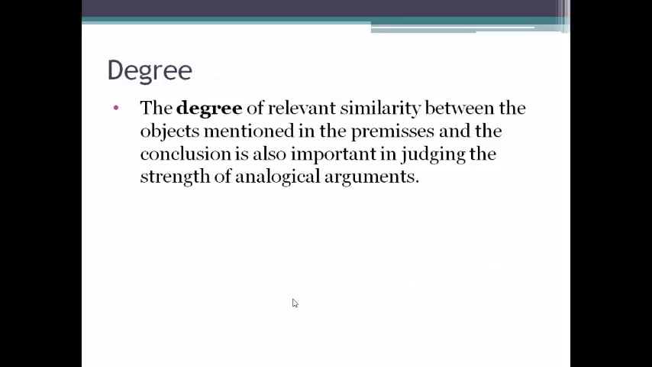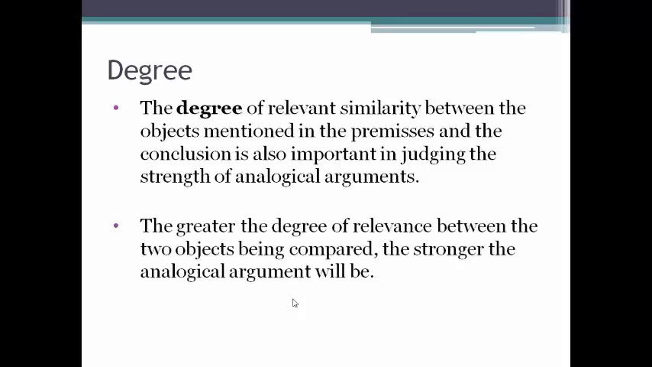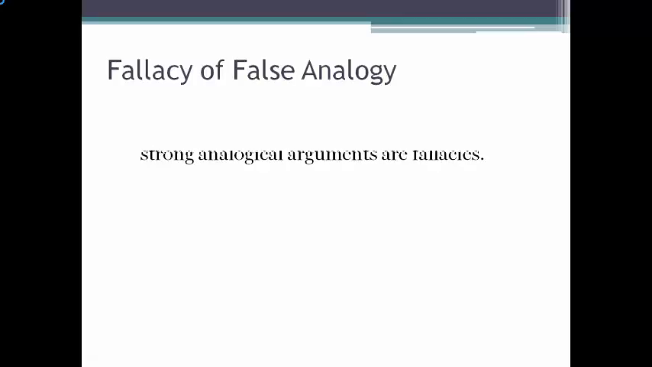The degree of relevant similarity between the objects mentioned in the premises and the conclusion is also important in judging the strength of analogical arguments. Obviously, the greater the degree of relevance between the two objects being compared, the stronger the analogical argument will be. Thus, one may think that it's a stronger case that humans will react a certain way to a certain sort of drug if it's been tested on chimpanzees than if it was tested on rats, because chimps are a lot more similar to us than rats are.